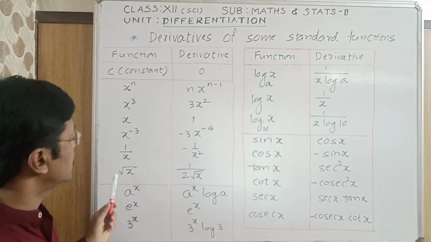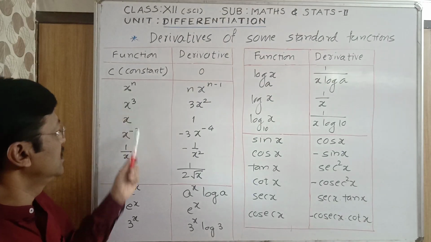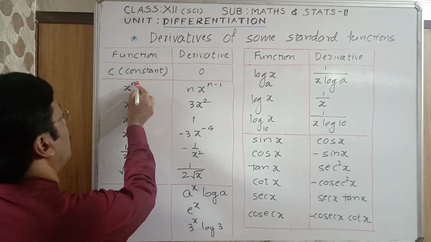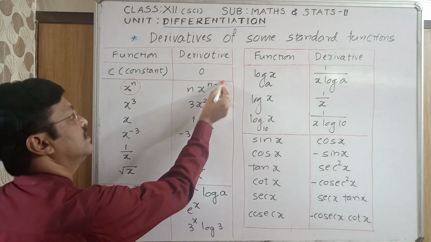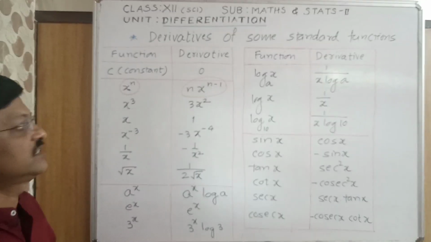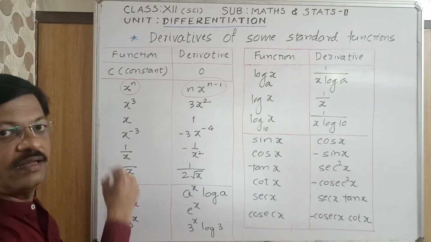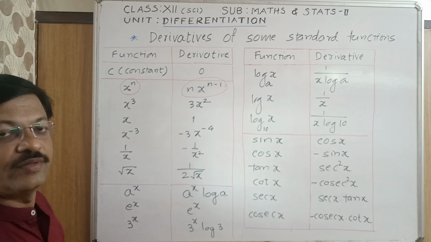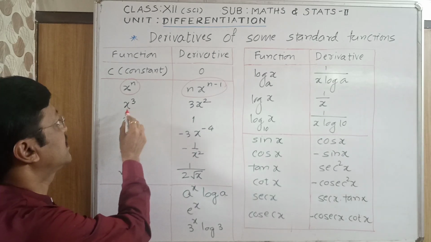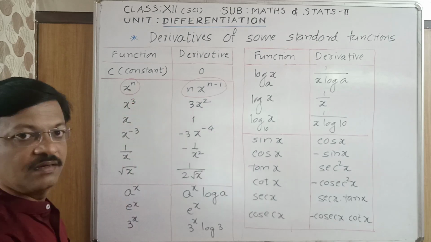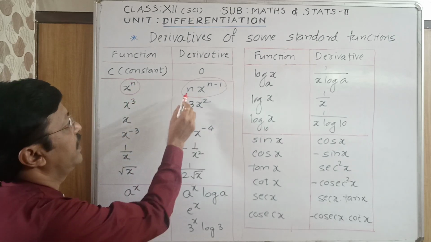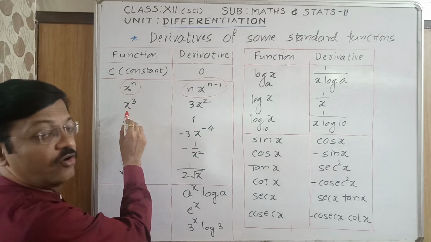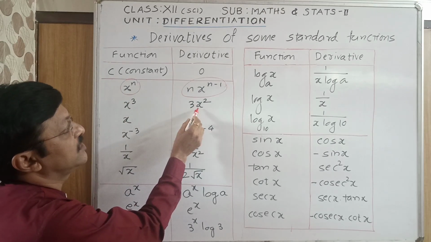The second list has functions of this type, x raised to n, whose derivative is n x raised to n minus 1. You can put any real number for n, and you will find n x raised to n minus 1 as the derivative. Starting with a simple example like x cube, n is 3 here, so 3 minus 1 is 2. The derivative of x raised to 3 is 3x raised to 2.